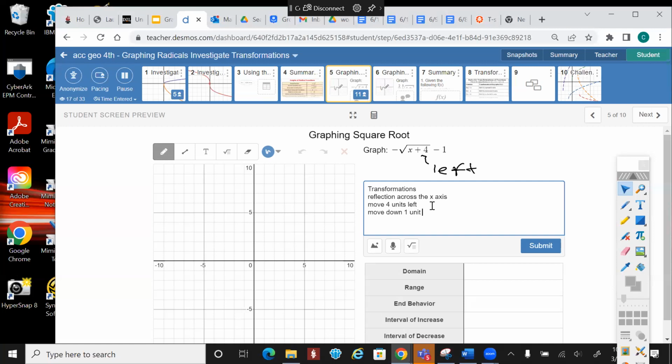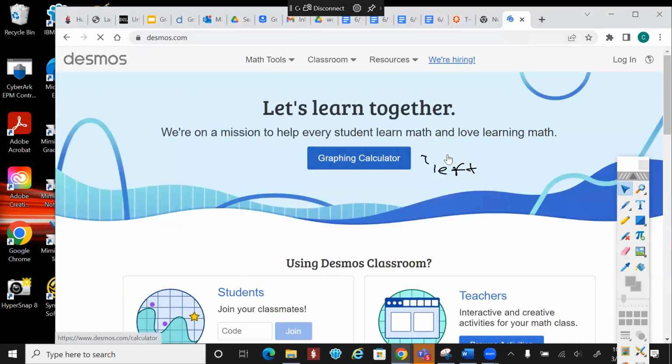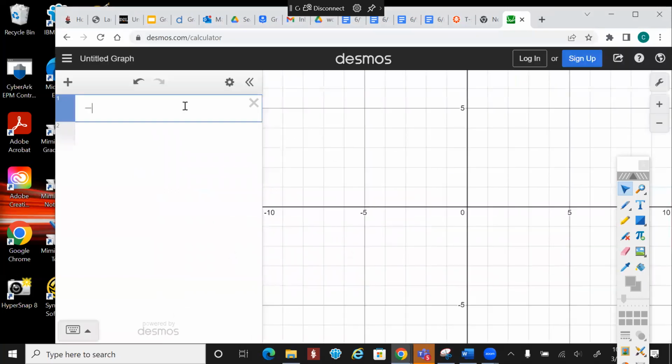Okay. So now we're going to do the domain, the range, the end behavior, and increasing and decreasing. What I would suggest to you, because I'm not the best grapher on this thing, is go ahead and go into Desmos graphing. And we're going to type that equation in. Looking at the equation up on the board, and we got the graph.